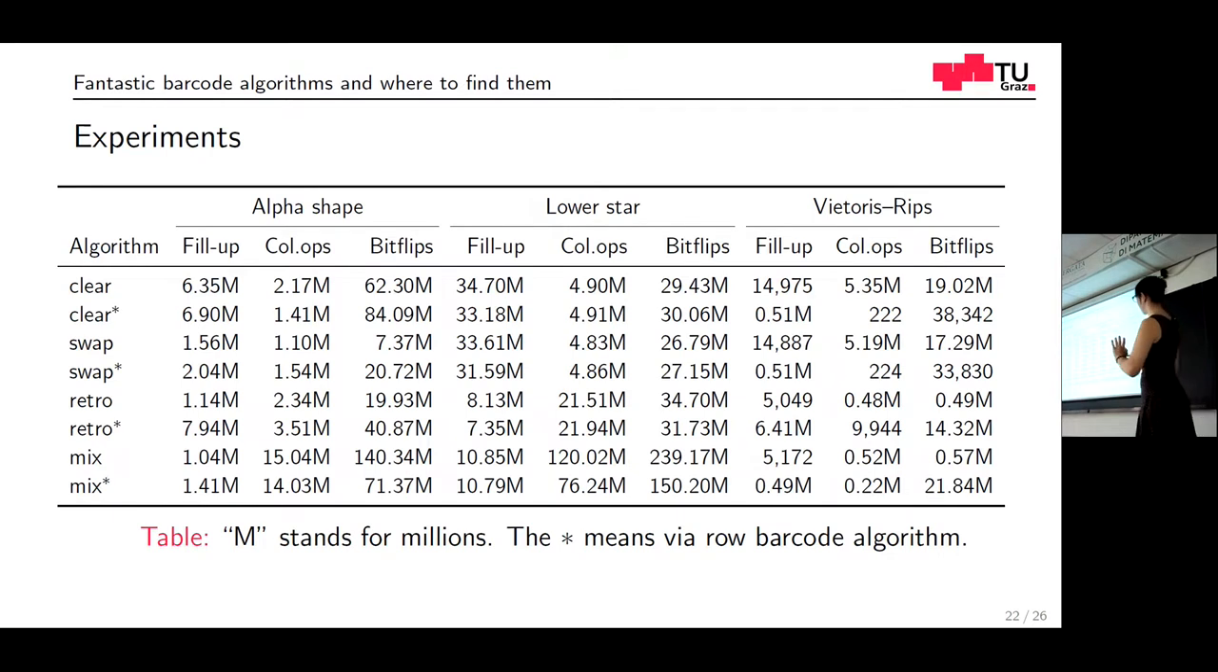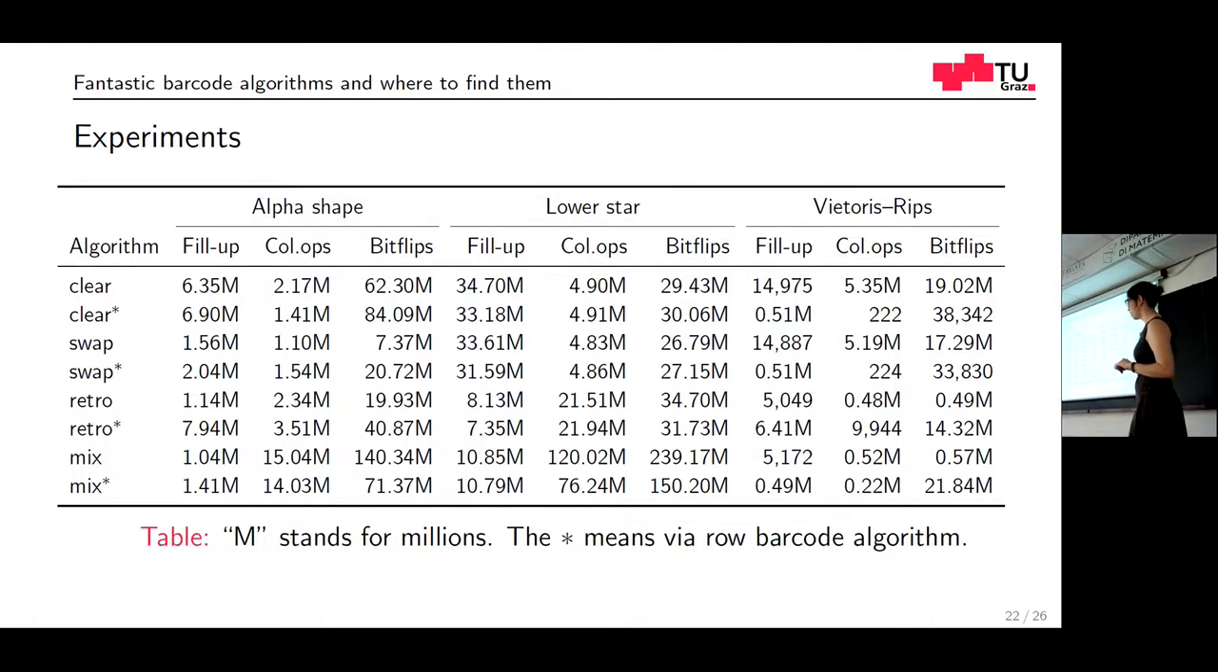Now, this is quite overwhelming, but let's go through it. So we tested using the FAT paper algorithm on three different types of inputs, and we are computing how much sparser the reduced matrix gets, how many column operations we did to reduce the matrix, and how many bit flips at the end. And then you can see that, for example, the swap algorithm is doing a good job in sparsifying most, but the retrospective is doing even better, unless we dualize, so we take the anti-transpose.